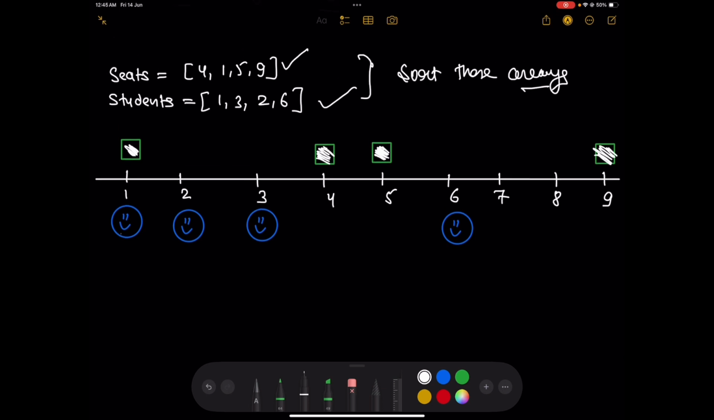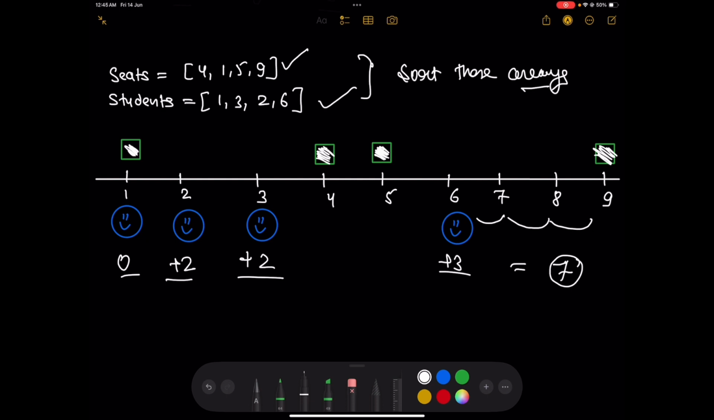So student 1 need not move at all, so it's 0, right? Student 2 needs to move 1, 2 steps, so it's plus 2. For student 3, it's going to be 1, 2, again 2 steps, so it's going to be plus 2. For student 6, it's going to be 1, 2, 3. He has to move 3 moves in total. So what is the total answer? 2 plus 2 plus 3, 0 doesn't matter, so it's going to be 7. 7 should be the answer.